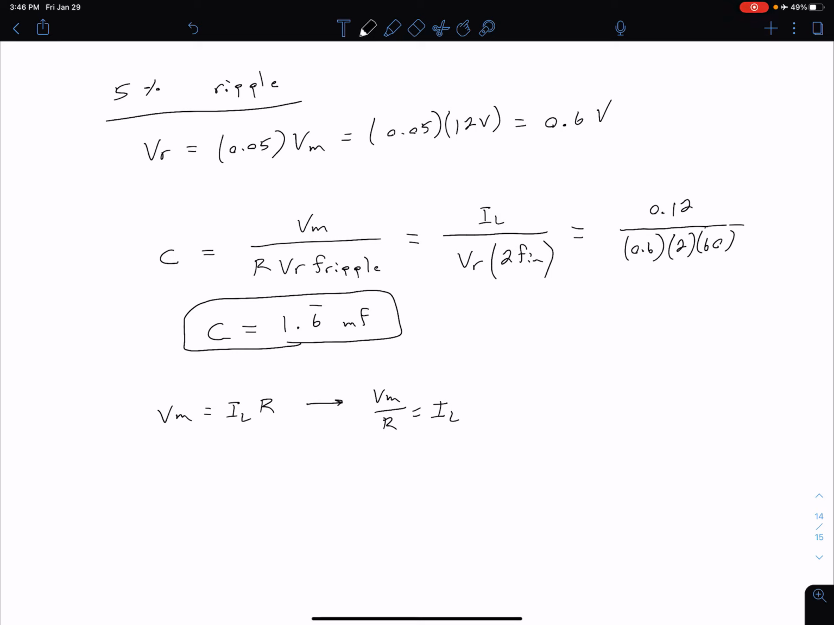Depending on how important it is that we keep the ripple below 5%, we can make that capacitance a little larger. So basically, if we're saying our ripple is less than 5%, then our capacitor would need to be greater than or equal to 1.6 millifarads.